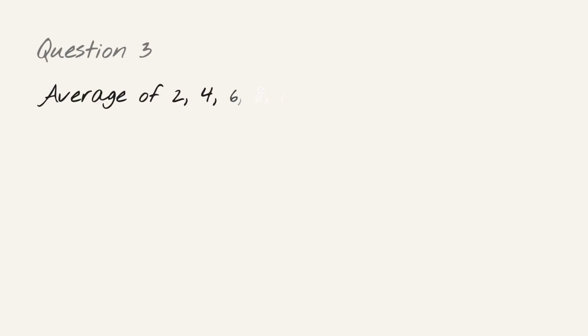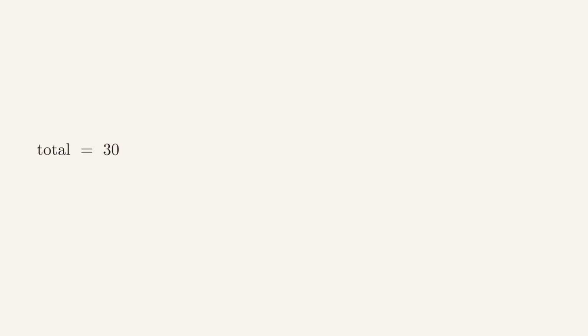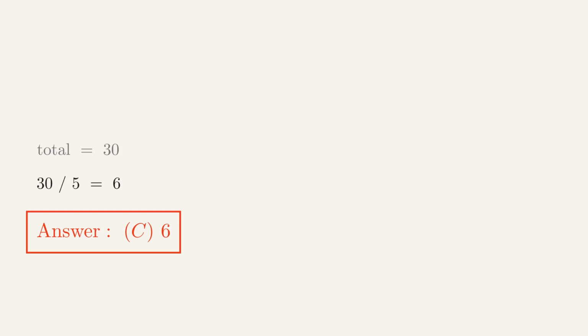The average of 2, 4, 6, 8, 10. Total is 30 over 5 numbers, 6. Again, evenly spaced, so it's the middle term, 6. Evenly spaced again, so the middle value is the average. Building this habit saves adding long lists under time pressure.